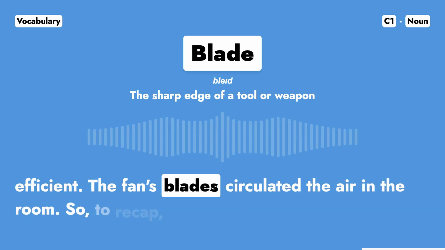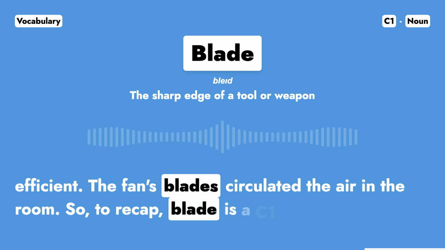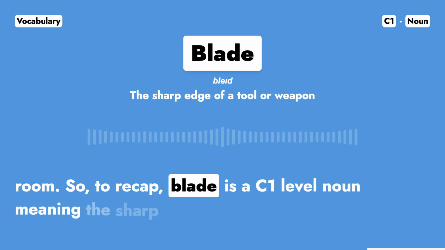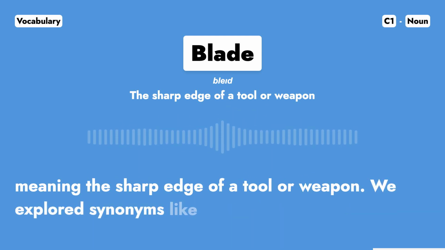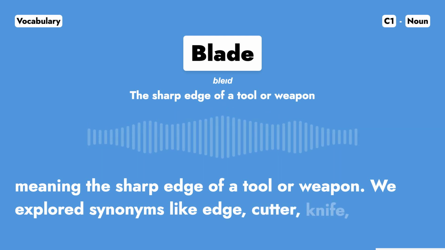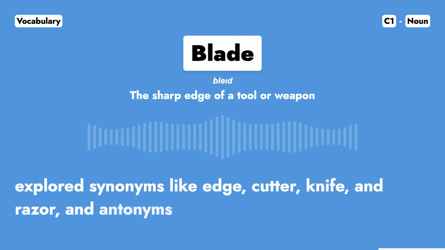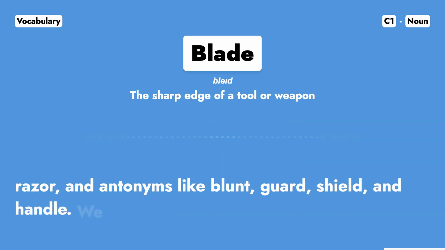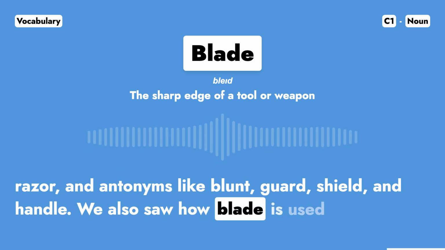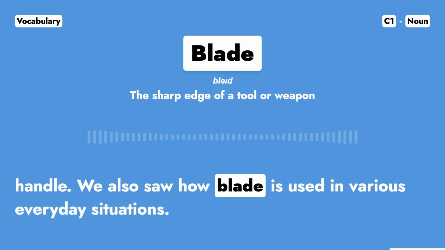So, to recap, blade is a C1 level noun meaning the sharp edge of a tool or weapon. We explored synonyms like edge, cutter, knife, and razor, and antonyms like blunt, guard, shield, and handle. We also saw how blade is used in various everyday situations.